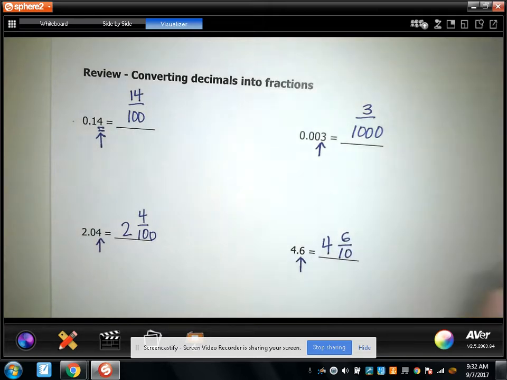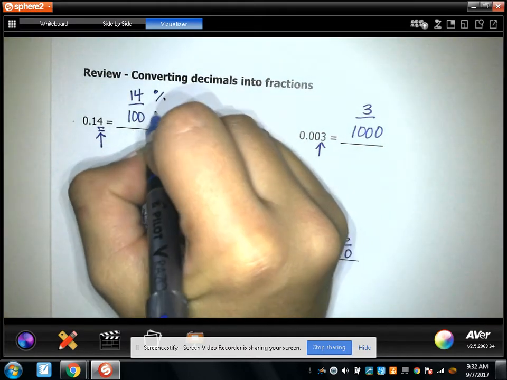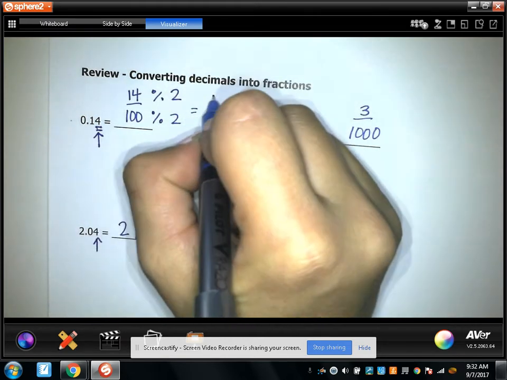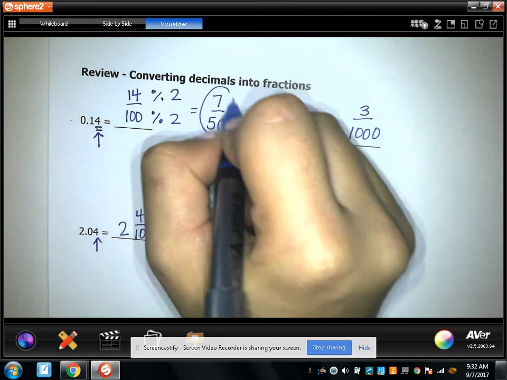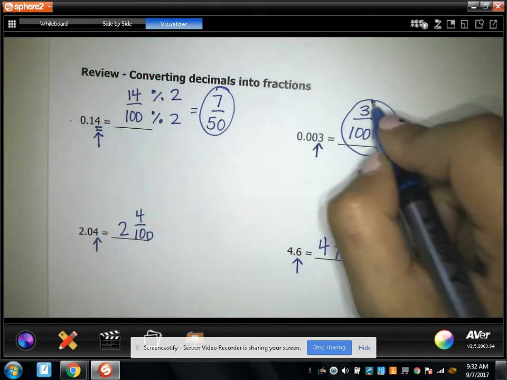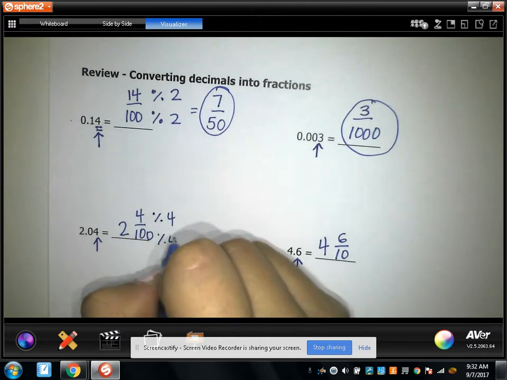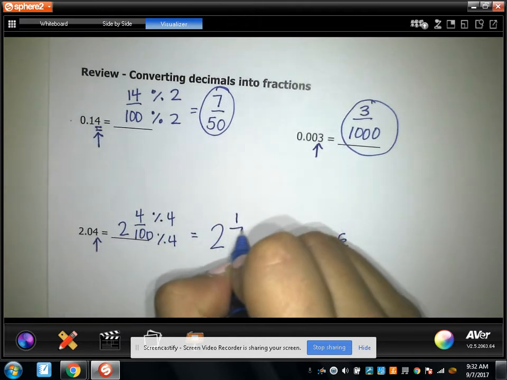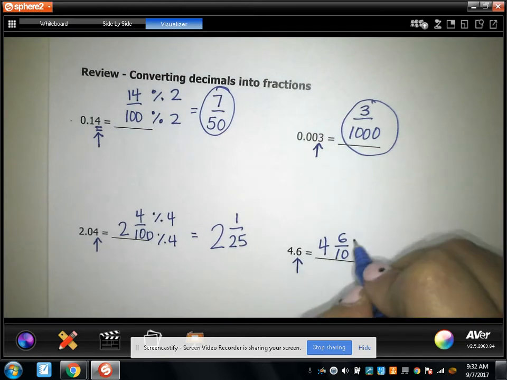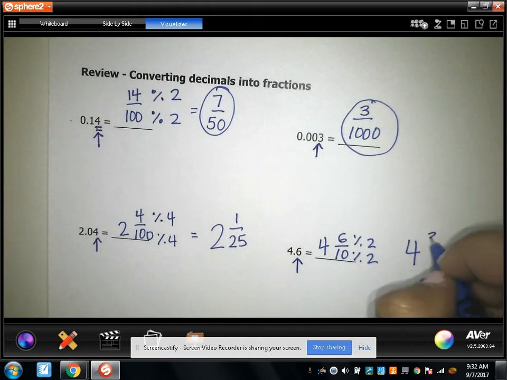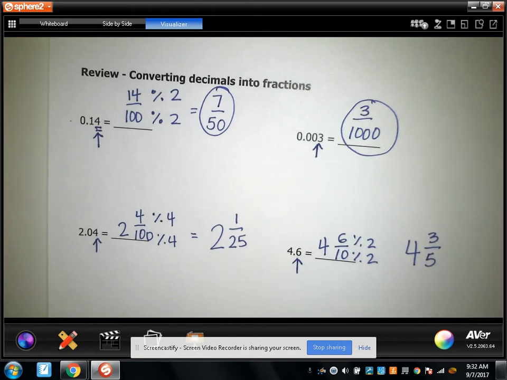Now wait, we want to make sure all these are in simplest form, and spoiler alert, they're not. So I know I can divide the numerator and denominator here by 2, so I get 7 over 50. That's my final answer. This is already in simplest form. I know I can divide 4 and 100 by 4, so my answer is 2 and 1/25. And I know I can divide 6 and 10 by 2, so this is 4 and 3/5.